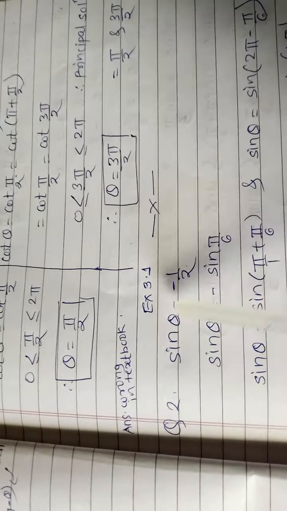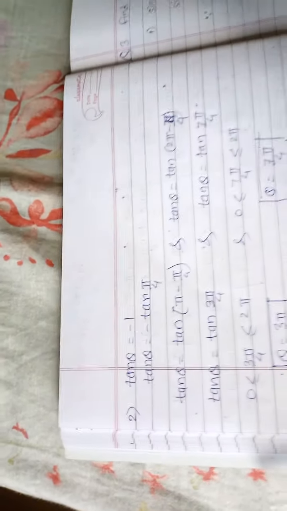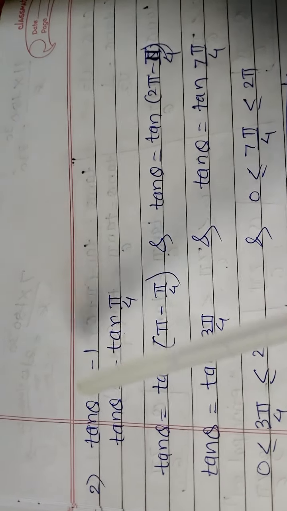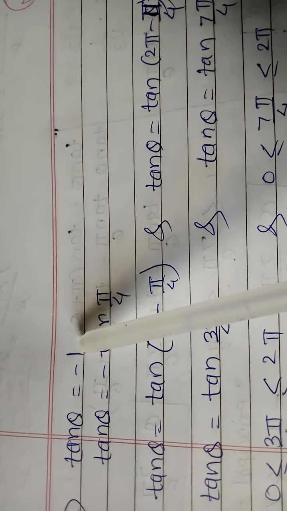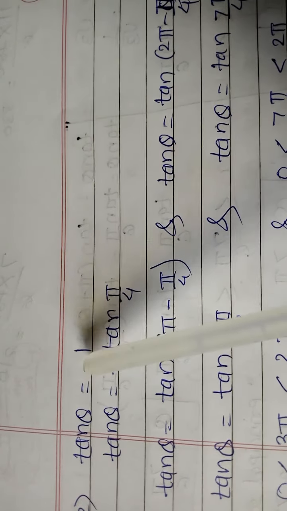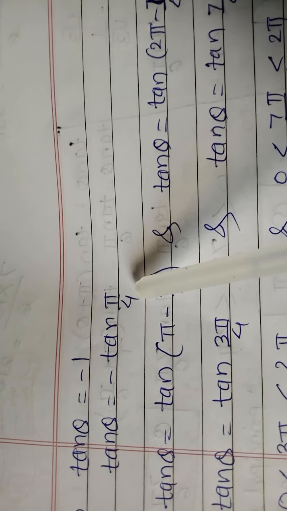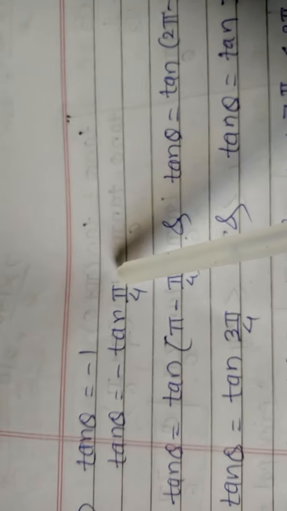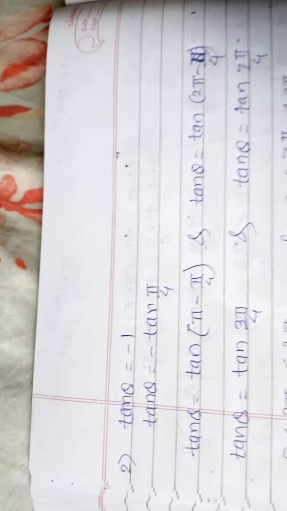Now we are going to see the third question. Question number 2, second example. Here we are given tan theta equals minus 1, means we are given the value of tan theta as minus 1. So first we write tan theta equals, the minus as it is, and tan pi by 4 has the value 1. So instead of writing 1, we write tan pi by 4, because tan pi by 4 has the value 1. Now we are going to find out in which quadrant tan has a negative value.